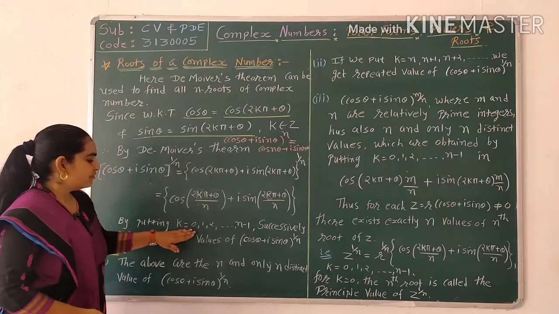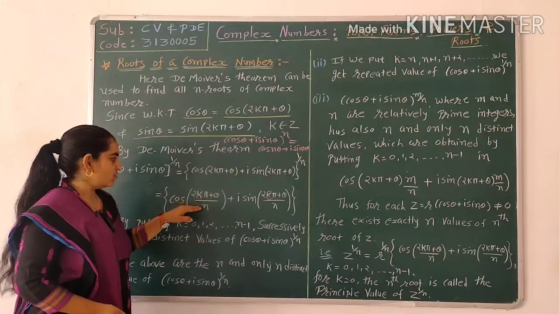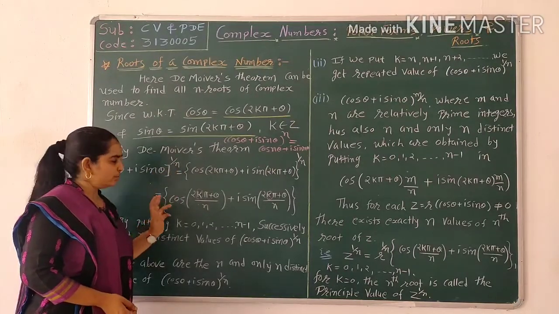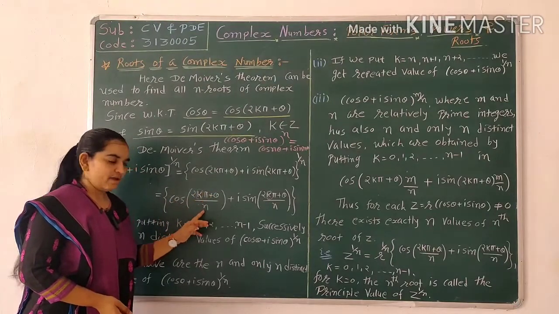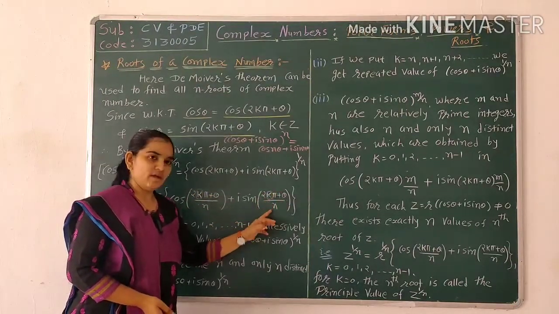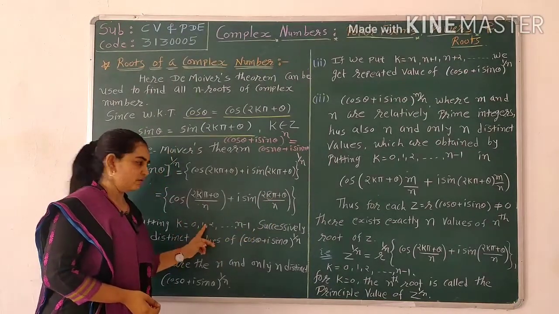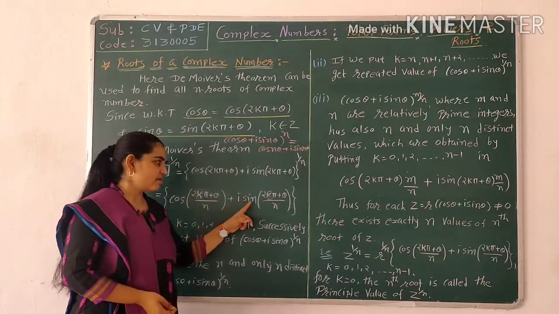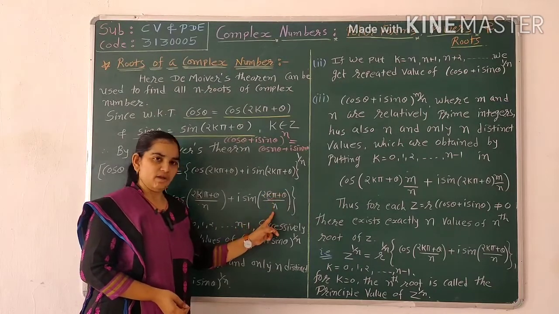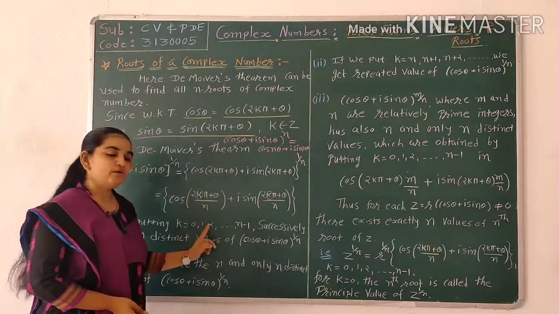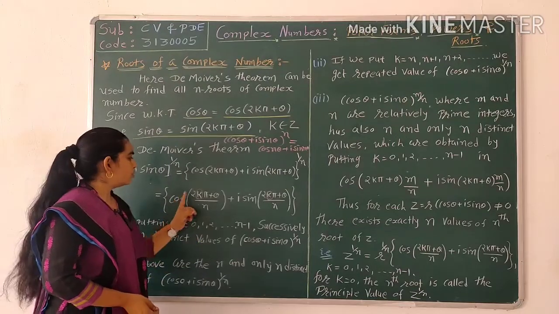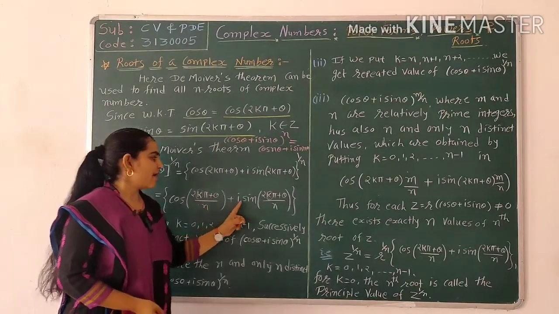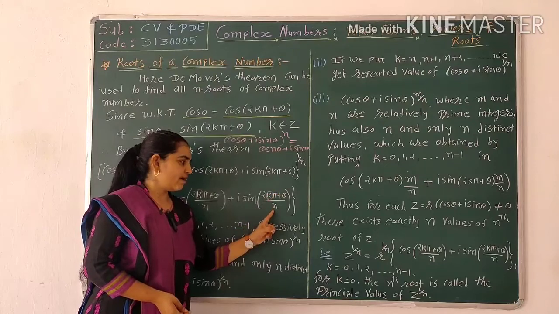We have to put first k equal to 0 in this equation. Therefore, (cos theta plus i sin theta) raised to 1 upon n is equal to cos (theta by n) plus i sin (theta by n). Now we have to put k equal to 1. Then cos ((2 pi plus theta) by n) plus i sin ((2 pi plus theta) by n). Now we have to put k equal to 2. Then 2 into 2 is 4, that means cos ((4 pi plus theta) by n) plus i sin ((4 pi plus theta) by n).